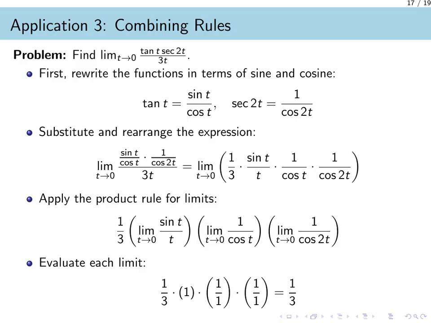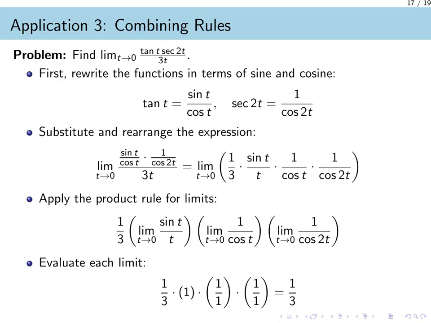The first step is to rewrite the expression using fundamental identities, substituting sine of t over cosine of t for tangent and 1 over cosine of 2t for secant. After this substitution, I can algebraically rearrange the expression to isolate factors whose limits are known.